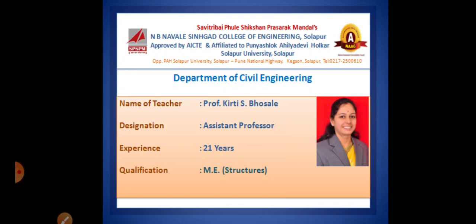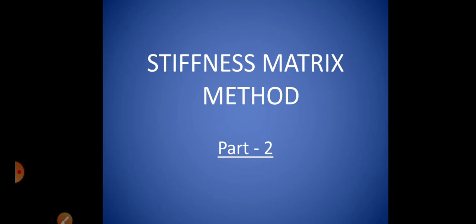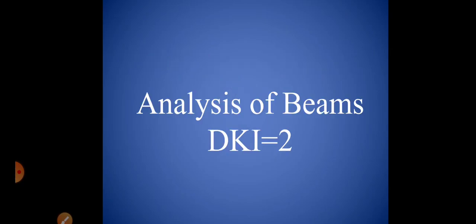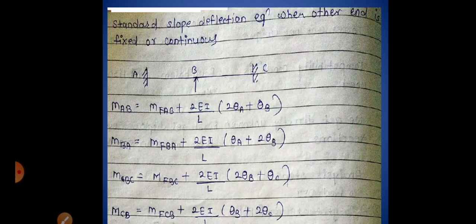And I am dealing with the subject Structural Mechanics 3, that is Structural Analysis of Indeterminate Structure. Our today's topic is Stiffness Matrix Method, Part 2. We will see analysis of beams with degree of kinematic indeterminacy 2. We will see the examples of different types.